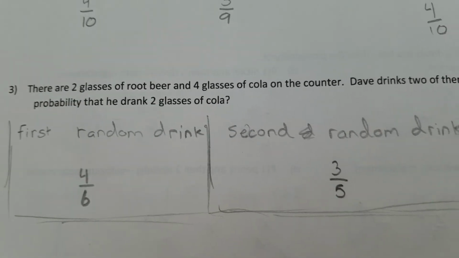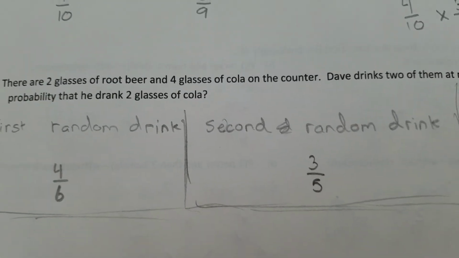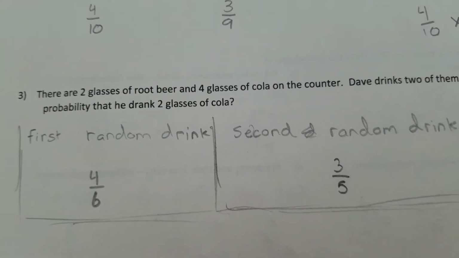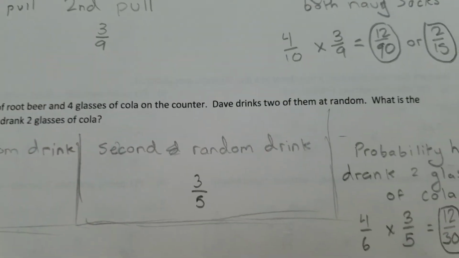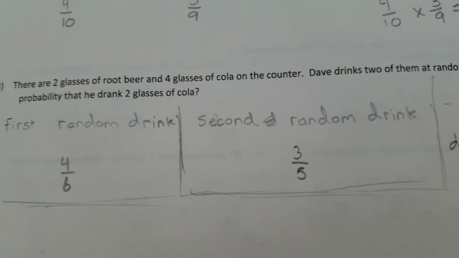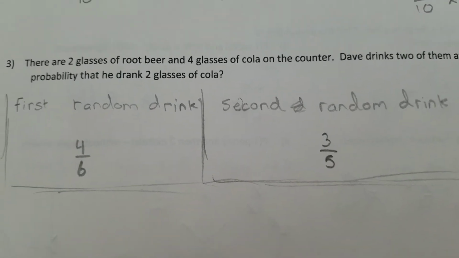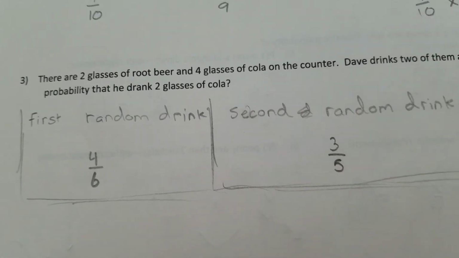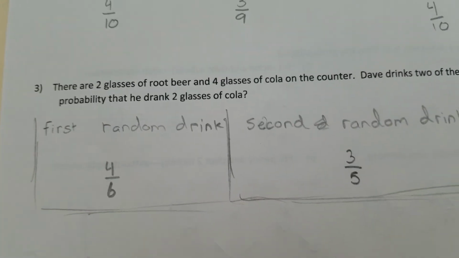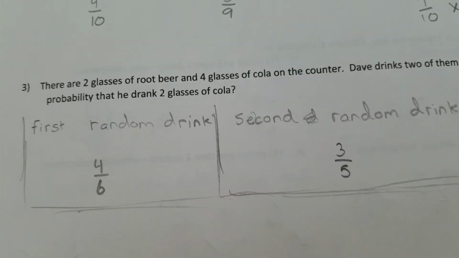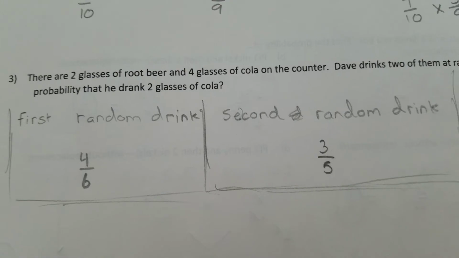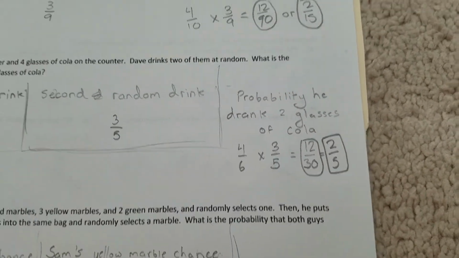Next, there are 2 glasses of root beer and 4 glasses of cola on the counter, and he draws 2 of them at random. What is the probability that he drank 2 glasses of cola? We're looking at cola, so there are 4 colas out of 6, and the second would be 3 out of 5, just like the one on top. So you multiply those 2 and that becomes 2/5.